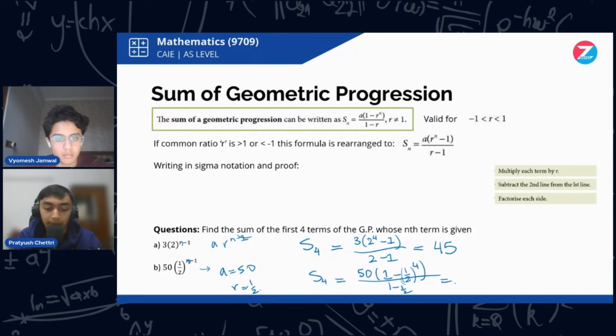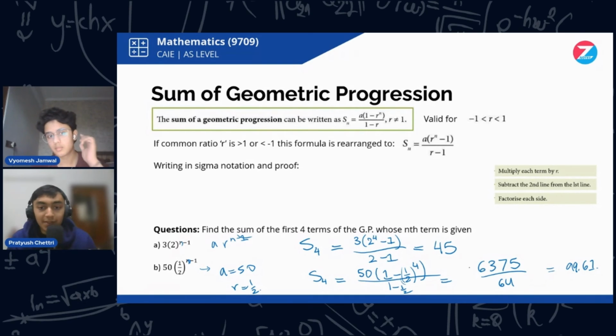This will give me 50 times (1 minus 1/2 to the power 4) over 1 minus 1/2. This will give me a hideous number that looks like this: 64, which is somewhere around 99.61 approximately. Right, so that's the sum of the first 4 terms in this sequence. Okay, awesome.